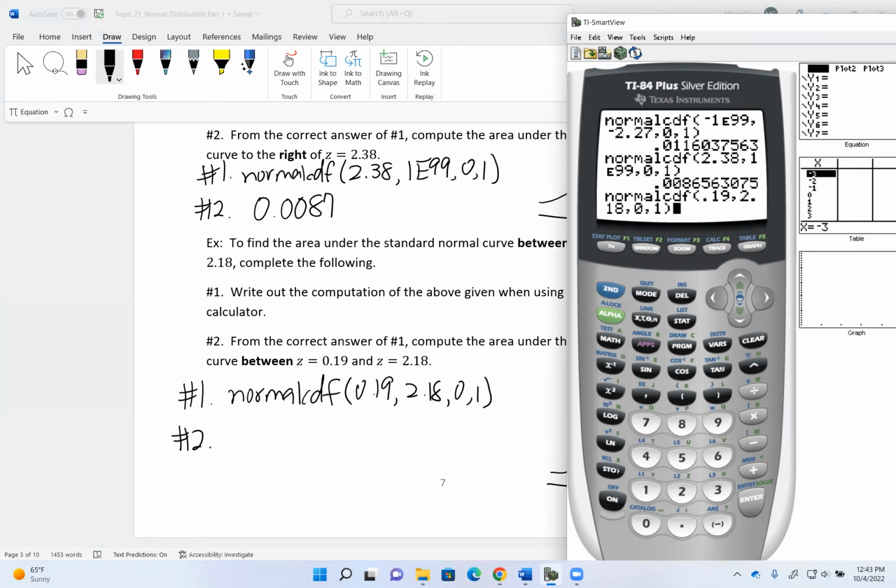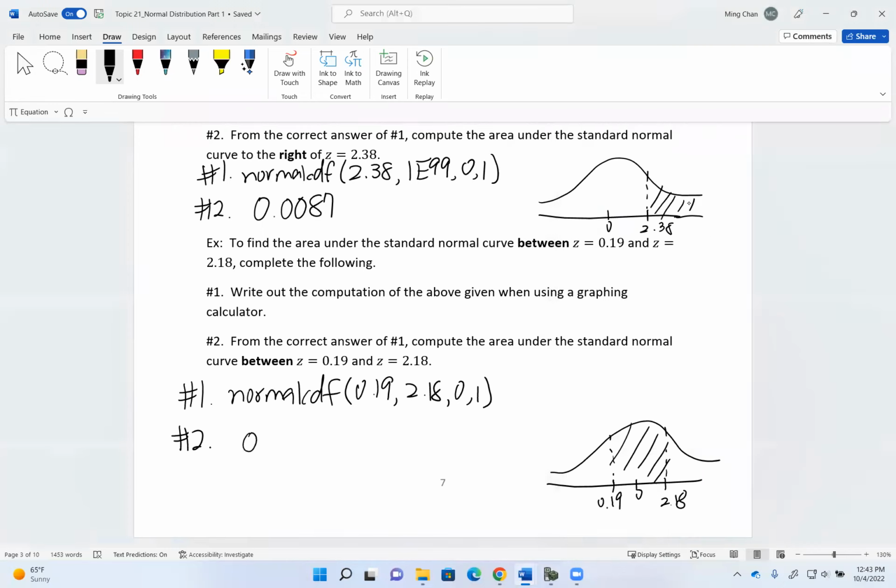In the previous two examples, I did not have an upper bound or lower bound, that's why it keeps on going. The 1E99 or the negative 1E99 is referring to going to infinity or negative infinity. But in this example, my area is from this z-score to that z-score. So the smaller z-score has to be my lower bound, and the bigger z-score is my upper bound. So it'll be 0.4100, to 4 decimal places.